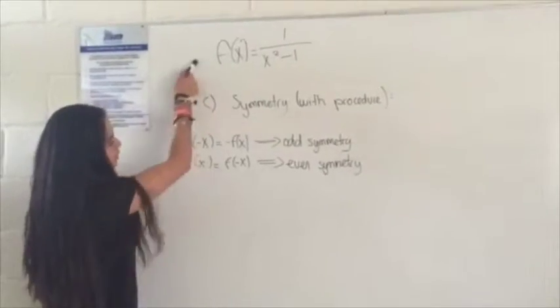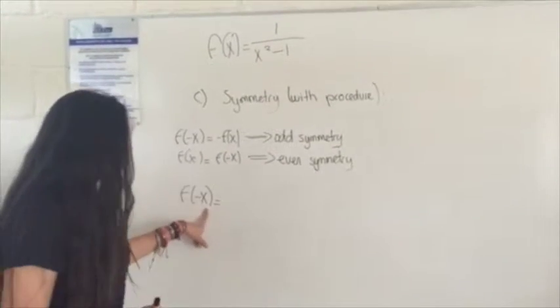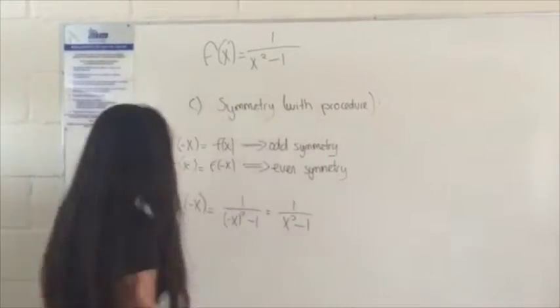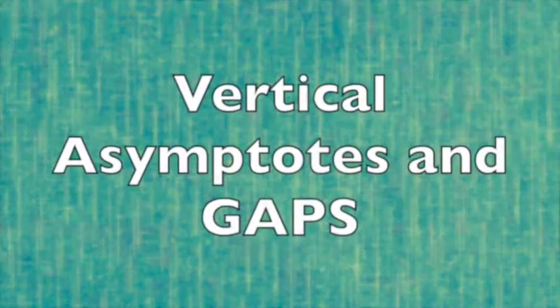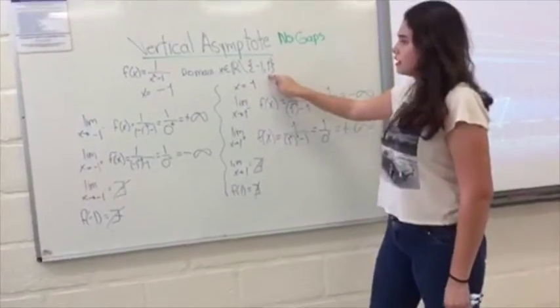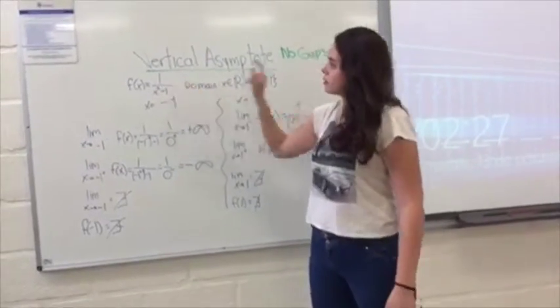To find the symmetry of this function, we know these two are the principles of symmetry. So we put a value of -x. We get that this is the same as this. So that's why it is an even symmetry. To get this, you have to see the domain and the restriction that is -1 and 1. And when we substitute this in the function 1 over x squared minus 1, we don't get 0 over 0, so there are no gaps.